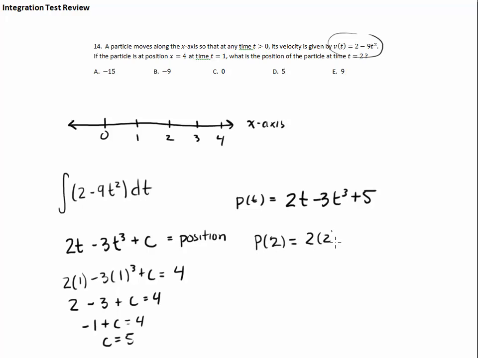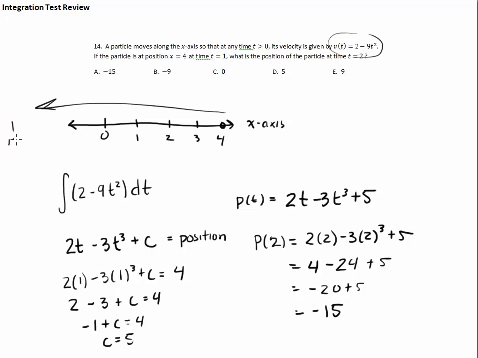So I've got 2 times 2 is 4. 2 cubed is 8, times negative 3 is negative 24, plus 5. So I get negative 20 plus 5. And my particle at time t equals 2 is at negative 15. So it's moving pretty darn quick. If you think about it, at time t equals 1 it was right here. At time t equals 2, according to my velocity, it zoomed all the way down to negative 15 in 1 second. But that right there is my answer.